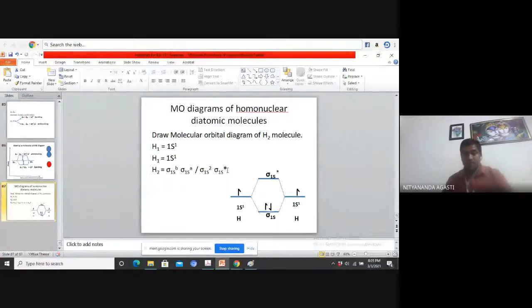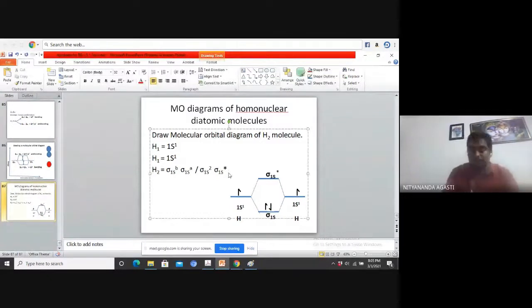So what are the other informations you are getting? In this hydrogen molecule, since both the electrons are in paired form, this molecule is a diamagnetic molecule. It's diamagnetic.